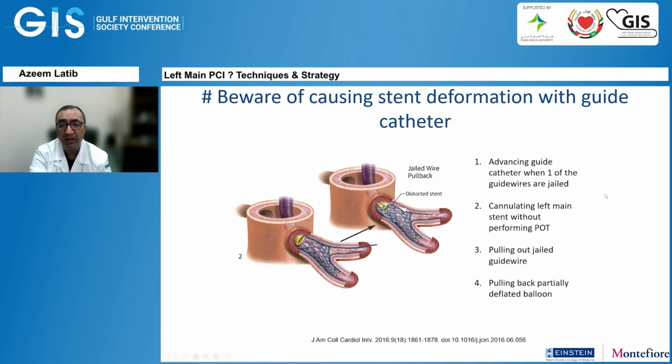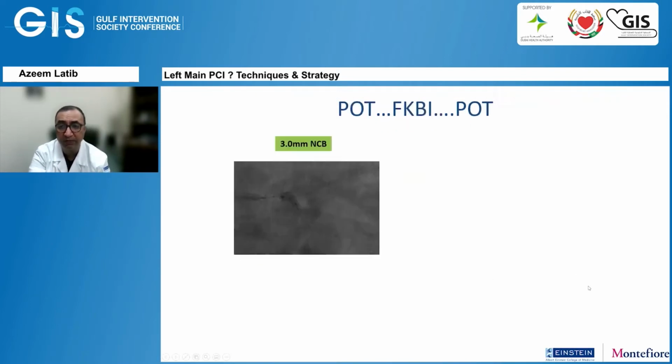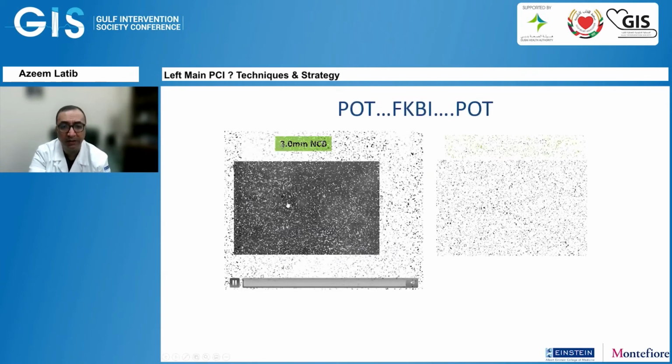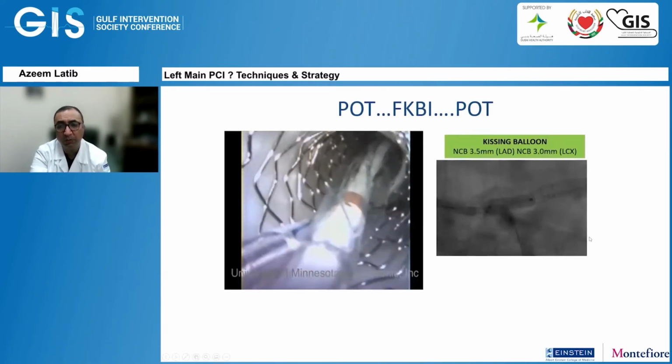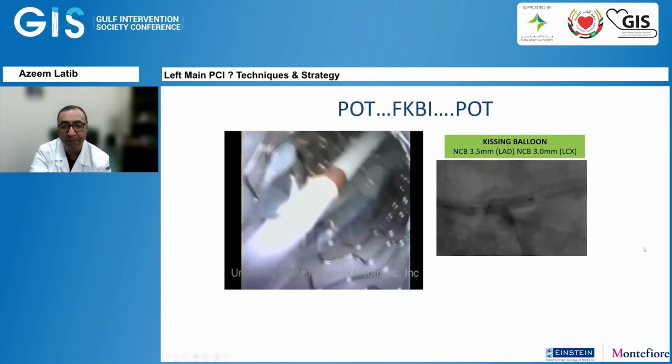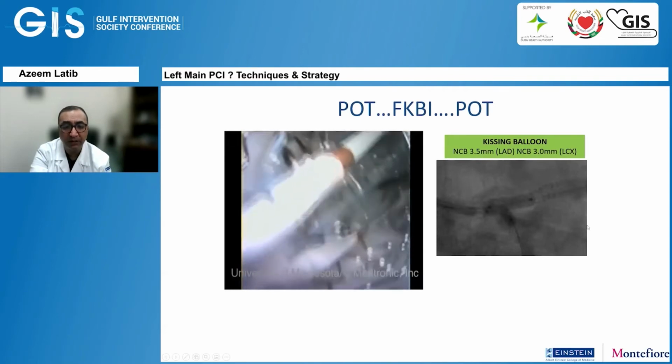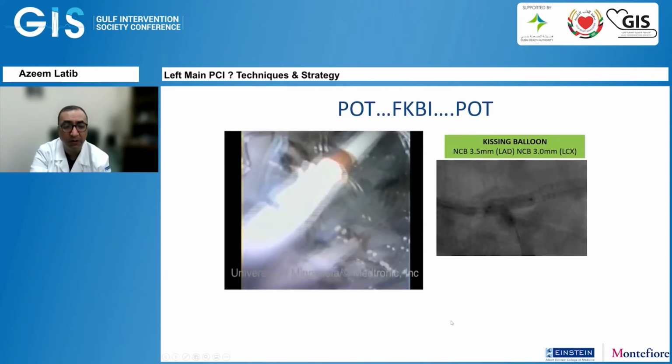So things to look at, if one of your wires is jailed, okay, be careful because that jailed wire is going to pull you towards the stent. Also be careful of cannulating if you haven't performed the POT, pulling out your jailed wire or pulling out a partially deflated balloon. So here we then did our kissing balloon with 2 non-compliant balloons. I only use non-compliant balloons for my kissing. After I did my kissing, you get this kind of result. I then followed it with a POT.